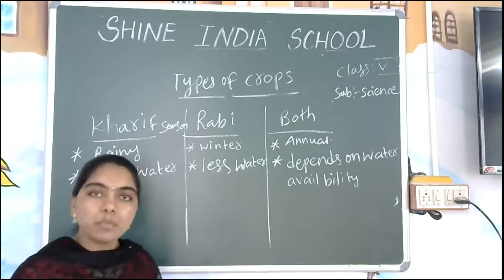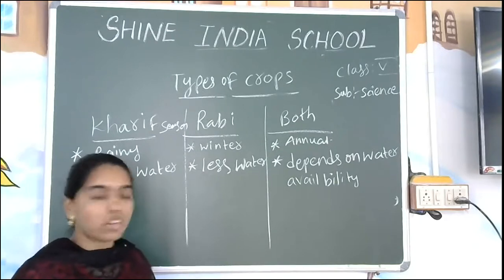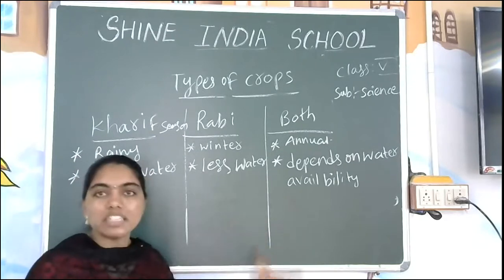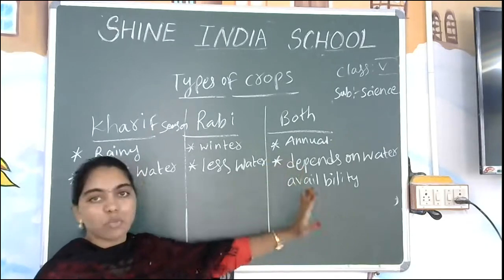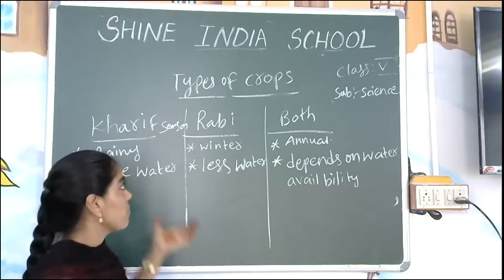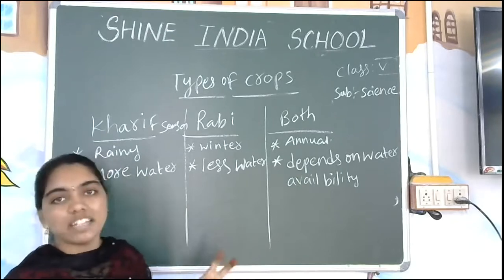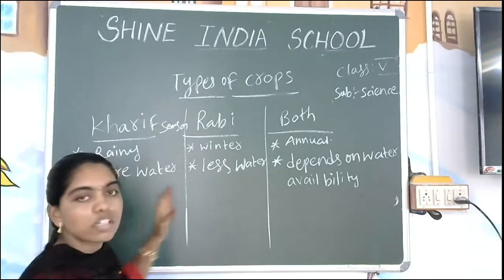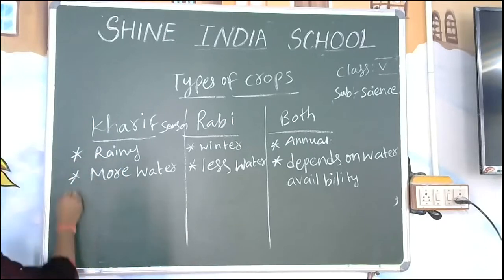If some have bore wells, they can get water. If it rains, then they will get water. According to the water availability, it depends. There is no need to worry about the annual crops because they can be grown in any type of condition. But for Kharif as well as Rabi, there are some conditions: some need more water, some need less water. And what are the examples we have seen here?